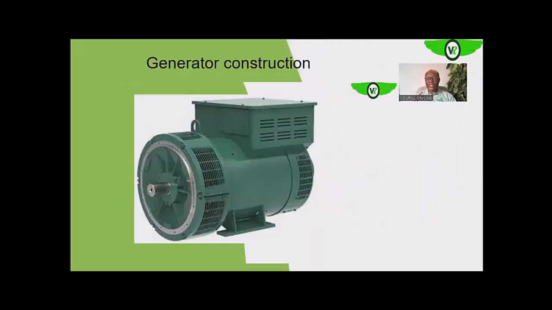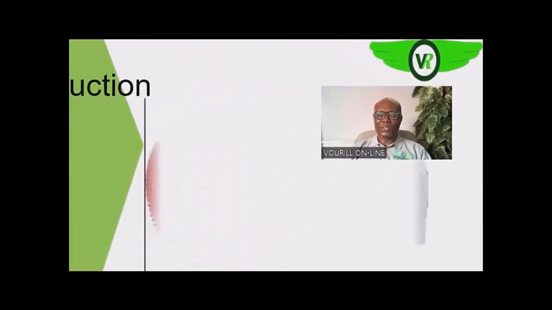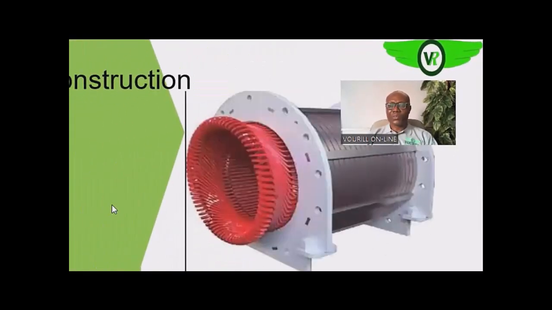So let us look at the construction of these alternators now. The construction of the alternators. In most cases, most of the alternators that we will come across are the rotating field alternators, which means that the stator is carrying the armature. That is the area where we get our main power supply from.